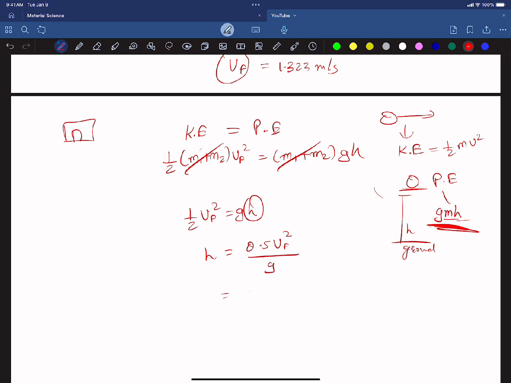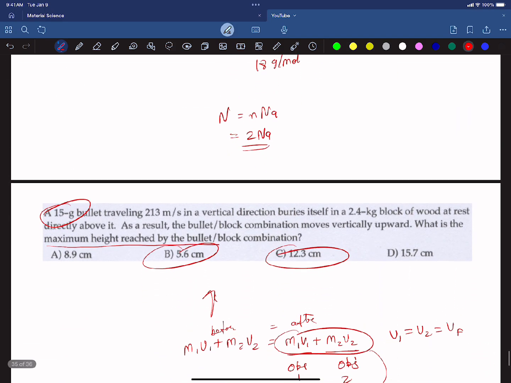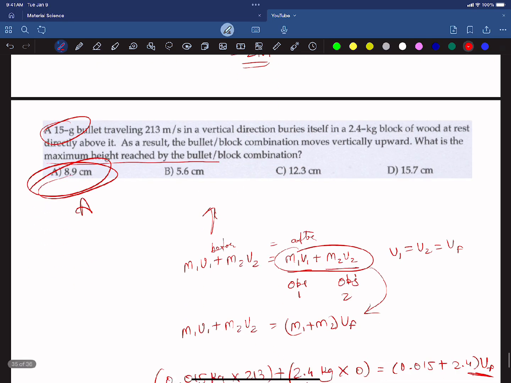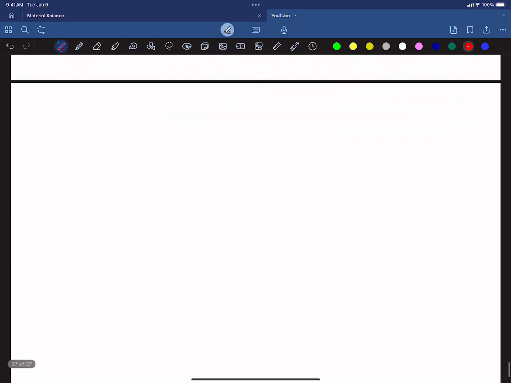Now we have to substitute all the values, which is 0.5 times 1.323 whole square divided by 9.8, which will give you 8.9 centimeter. This is our answer. So our answer is A. Let's move on to the next question.